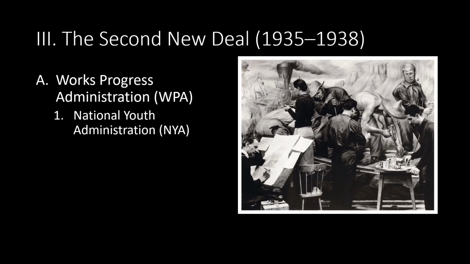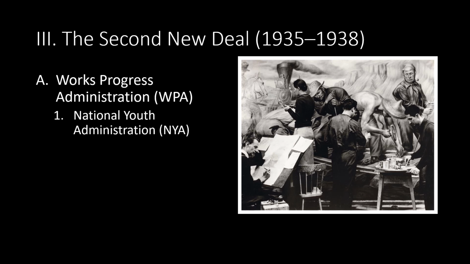The Second New Deal, 1935 through 1938, the Works Progress Administration. FDR's Second New Deal addressed labor and unemployment issues. The $4.8 billion Emergency Relief Appropriation Act was the largest peacetime spending bill in American history when it passed. A new agency created under Harry Hopkins again, the Works Progress Administration, the WPA, replaced the Federal Emergency Relief Administration, which had concentrated on improving the nation's infrastructure.